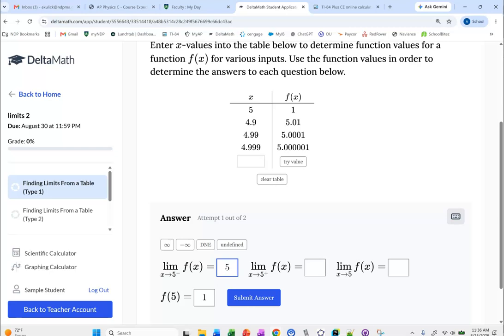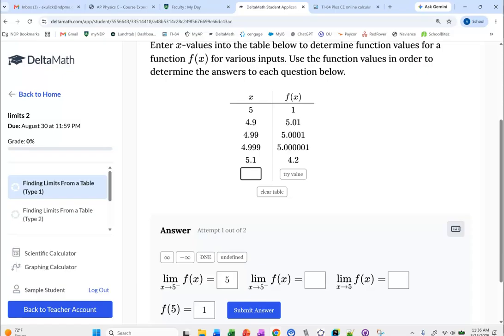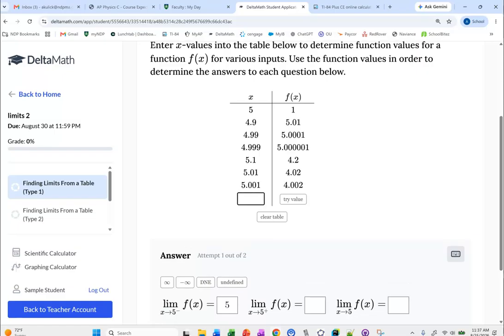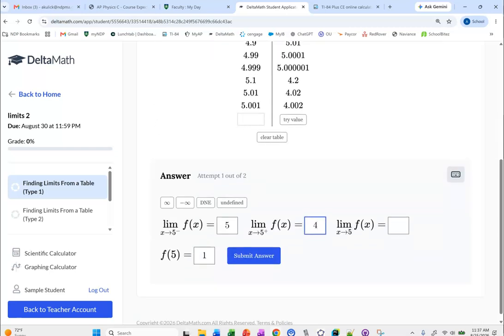And now I'm going to do the same thing, but I'm going to start with values bigger than 5. So maybe I'll start with 5.1, and then 5.01, and then 5.001. Where does it look like we're heading to here? 4. Since the left-hand limit does not equal the right-hand limit, we're going to say the overall limit does not exist.